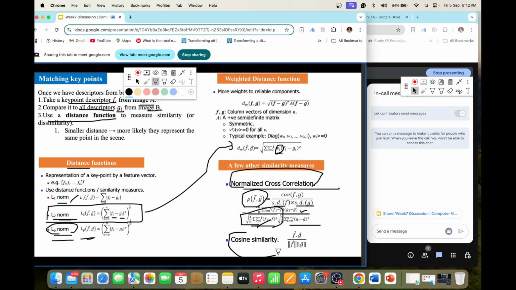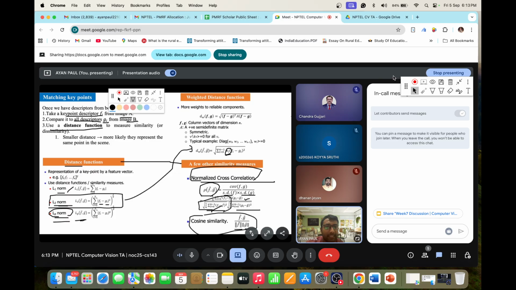Similarly, we have cosine similarity, again a measure of similarity, that is f dot g divided by norm of f times norm of g, that is the magnitude of f times the magnitude of g. So these are some tricks for how we can match the key points, by distance formula or these similarity measures. These are the two things. Is this slide clear to all of you? Okay, no problem.